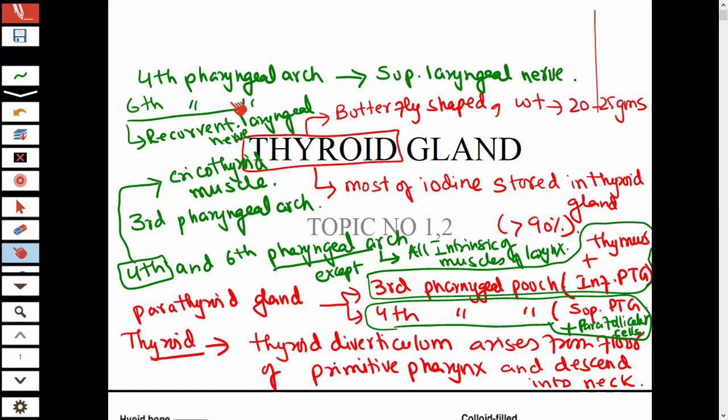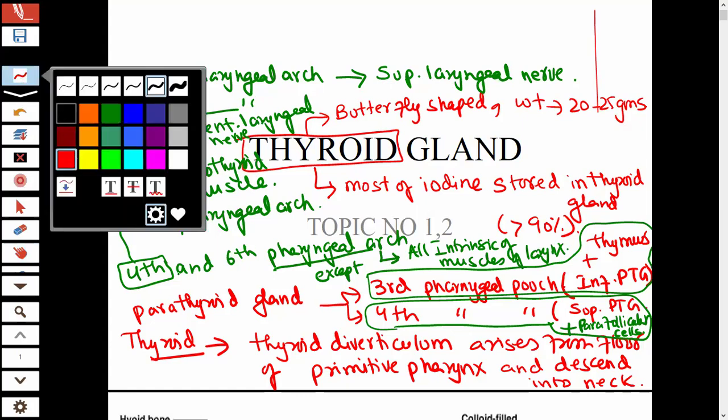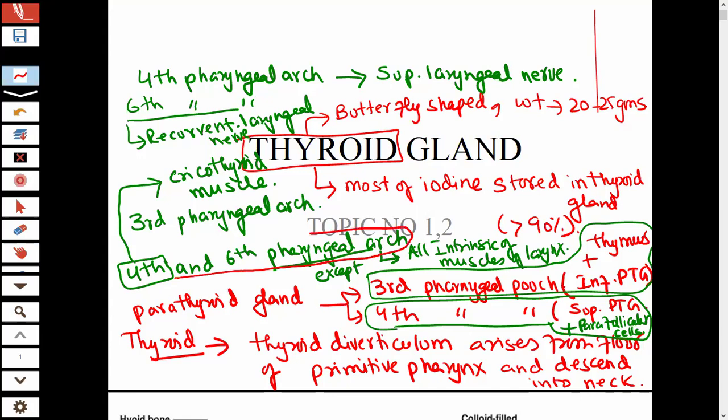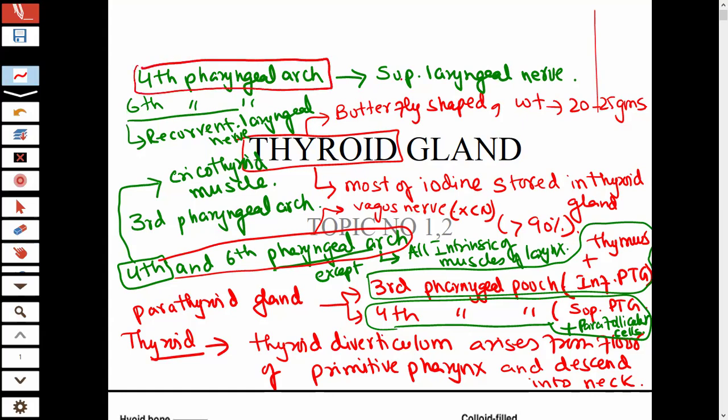And please remember, fourth pharyngeal arch. The nerve which is innervating your fourth and sixth pharyngeal arch, there can be another answer. The nerve which is innervating the fourth and sixth pharyngeal arch is your vagus nerve. Vagus nerve. Okay. But the vagus nerve is your 10th cranial nerve. When this 10th cranial nerve is going downward, it is going to give innervation to the fourth pharyngeal arch muscle, and that nerve will be your superior laryngeal nerve.